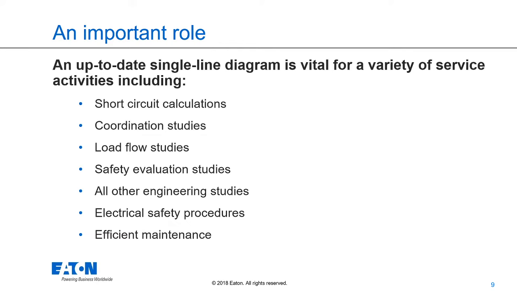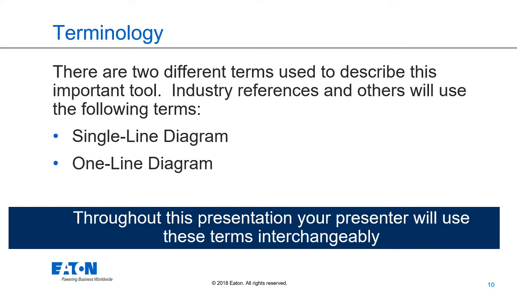So the one-line diagram plays a very important role in a lot of different analyses that we do on a power distribution system. We will calculate short circuit currents, we'll do selective coordination studies, we'll do load flow analysis, and any other engineering studies, whether it be a power quality study, electrical safety procedures, and we're going to talk about the electrical safety procedures when we get into a 70E discussion, and even 70B from a maintenance perspective. That single line diagram is the start and the heart and soul of the beginning of a lot of engineering and electrical worker procedures.